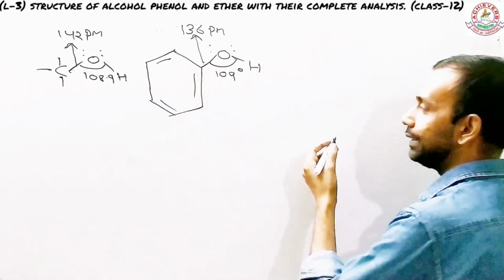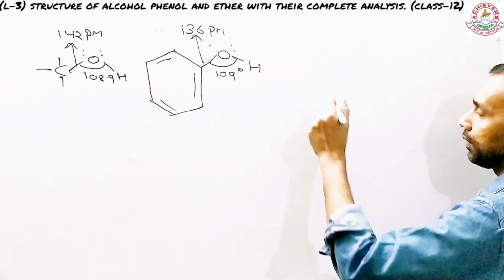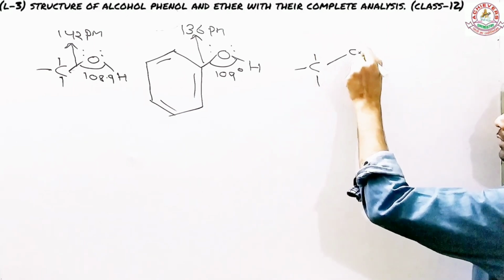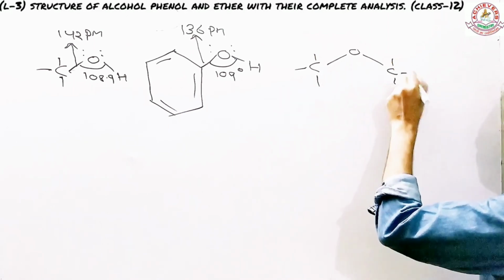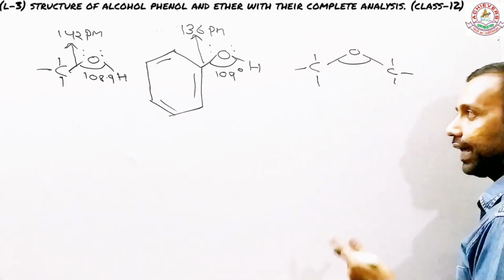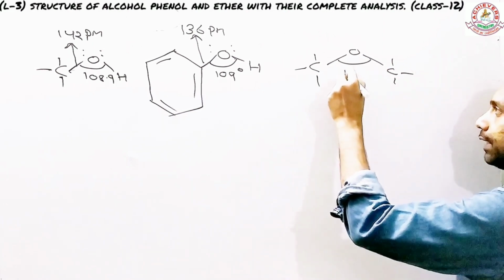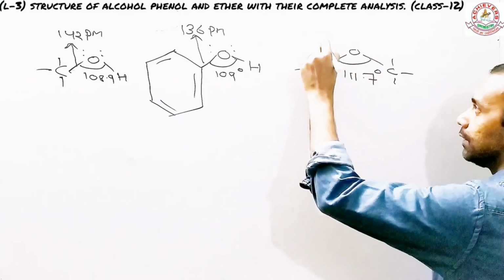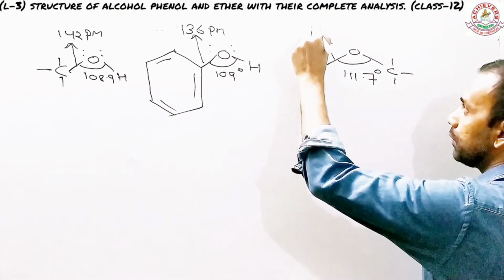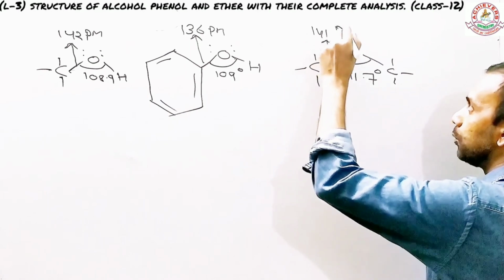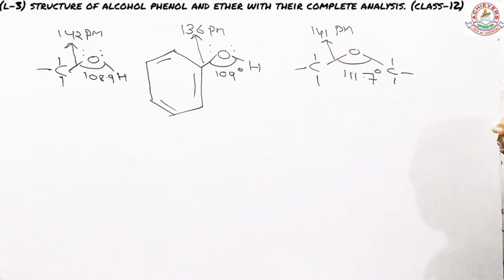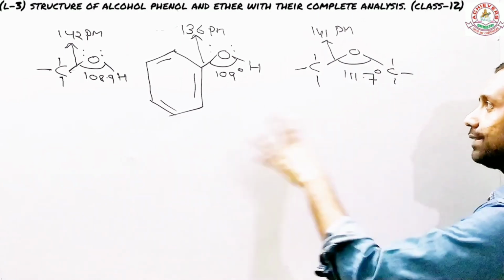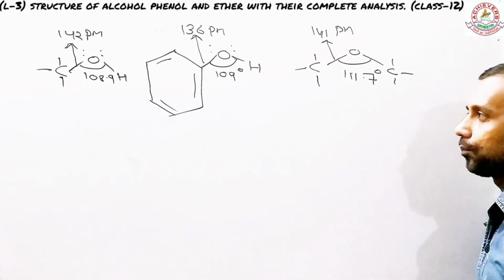Now draw the ether one and then try to get it. The simplest ether you can again remember is methoxymethane. So I'm drawing this methoxymethane. This is your methyl group, then you have oxygen, and then you have another carbon as a methyl group. The bond angle in case of ether is slightly more than the tetrahedral, which is 111.7 degrees, and this bond length is 141 picometer. So we need to compare these three structures, and we need to find out why these structures are the way they are.